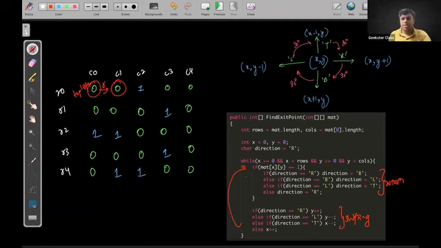Now next loop. Are we within the matrix? Yes, we are within the matrix. Is the cell 1? No, the cell is not 1. So this if condition will not work. Are we moving in the right direction? Yes. So do y plus plus, that is go to the right cell, because the direction is right.